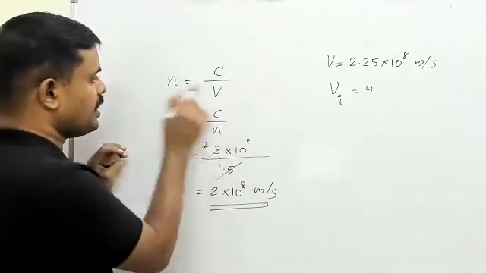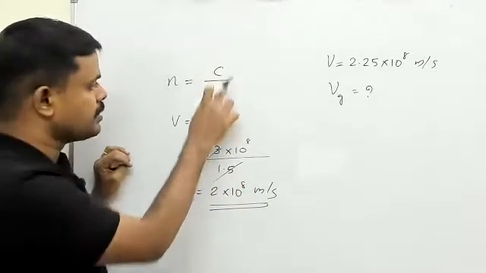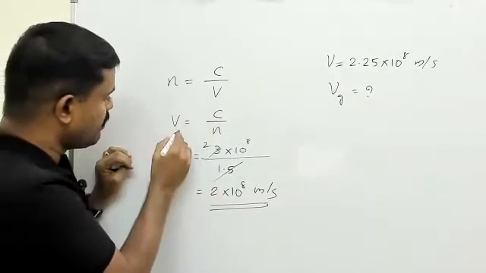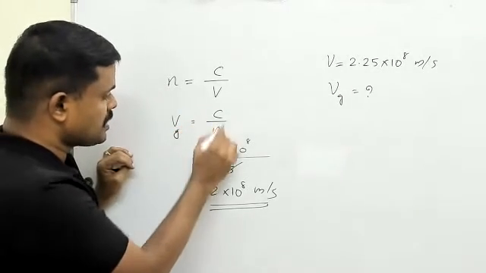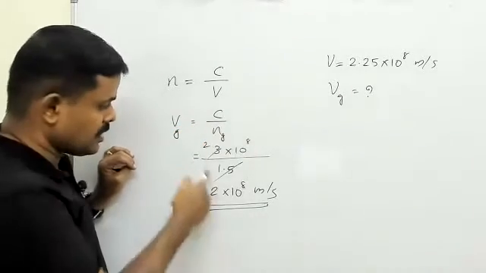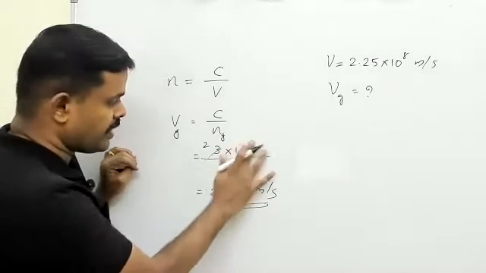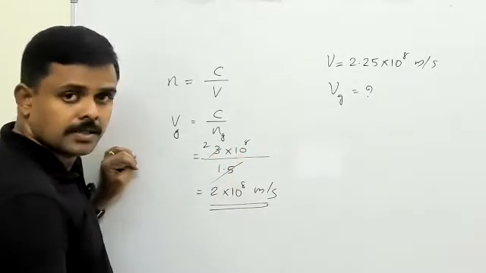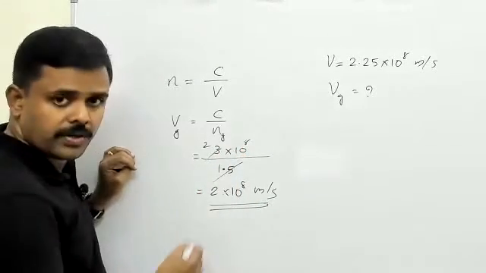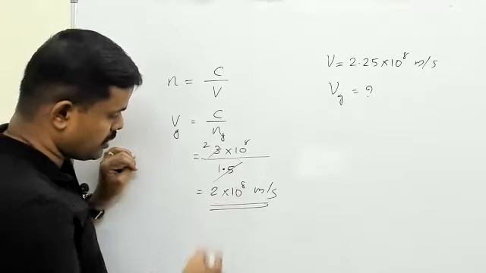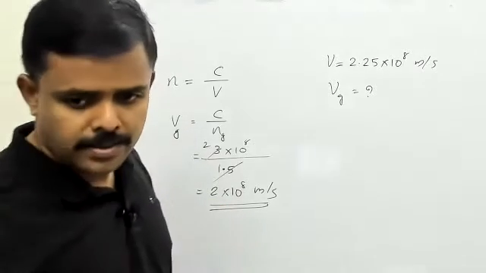So for the speed of light in glass, you can go to the base equation. N is equal to C by V. So what is V there? Velocity in glass, C by the refractive index of glass. C is 3 into 10 power 8, the velocity of light in vacuum, by refractive index 1.5. You cut them out, you get 2 into 10 power 8 meter per second. Did you understand?